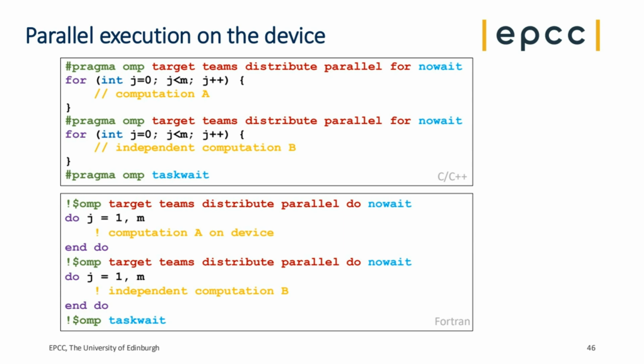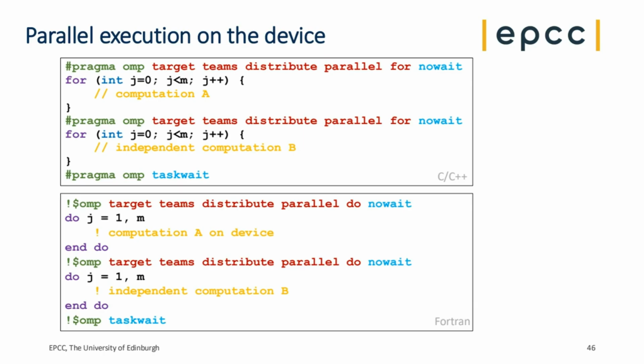So here's another example of doing separate kernels running on the device. It's the same as the last one, but now computation A, as before, is running on the device with a nowait clause. We go immediately into computation B, which, because we have the target teams distribute pragma directive immediately before that loop body, is also going to go on the device.